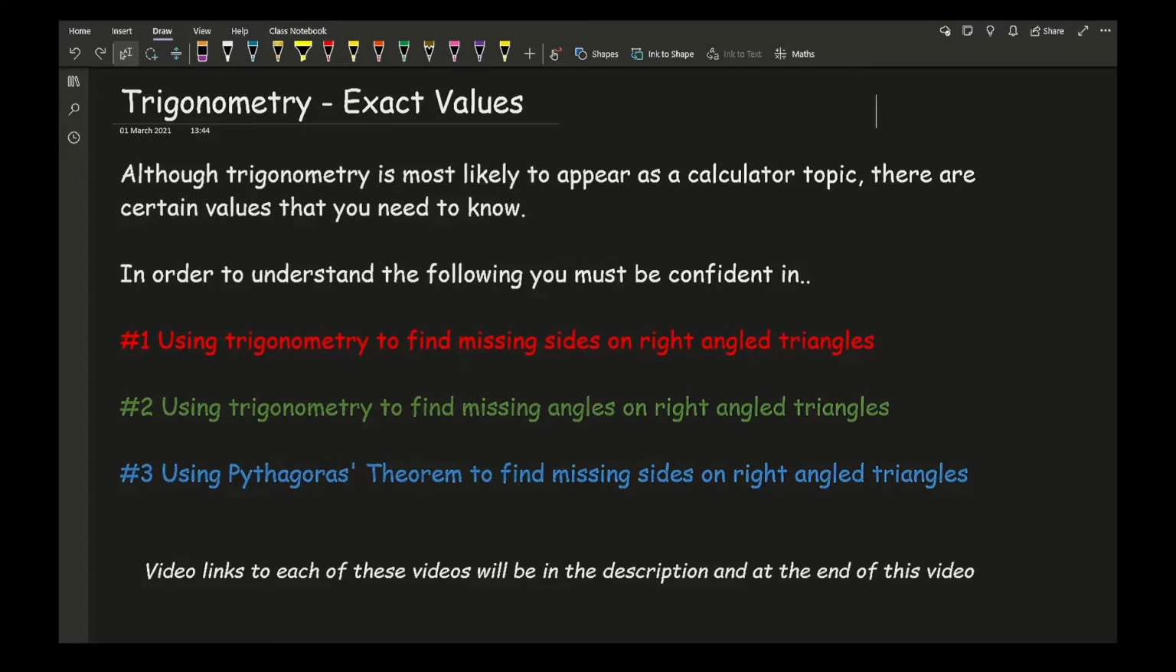And this is a relatively new foundation topic, so you tend to find that these questions are now becoming more and more popular when it comes to GCSE exams.